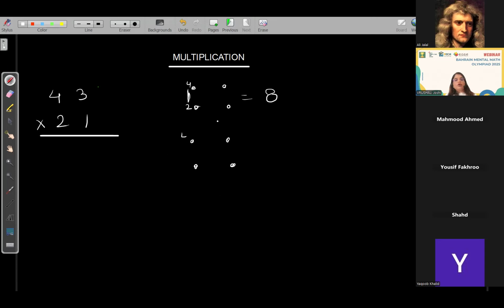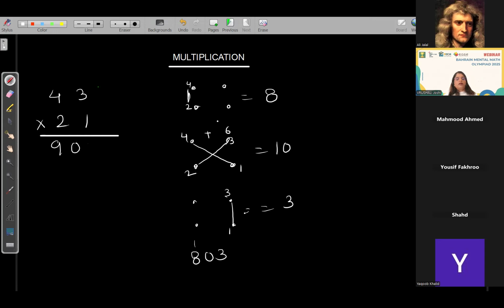Okay. Now you're going to multiply 4 into 1, correct? Which is 4, plus you will multiply 2 into 3, which is 6. 4 plus 6 will give you 10. And then lastly, you will multiply the last digit, which is 3 into 1, which is equal to 3. Now, the only thing you guys have to do is arrange these numbers. So you will write down 8, 10, and 3. Your answer is 903. Getting it?